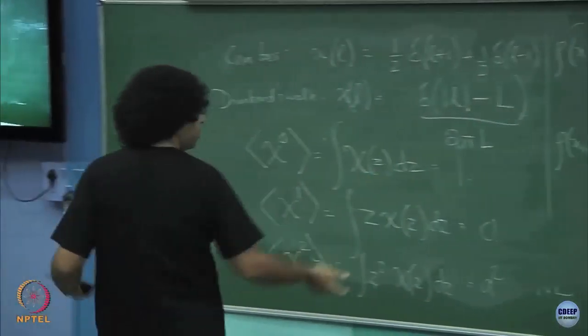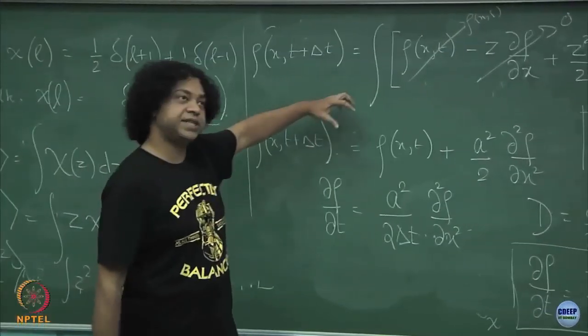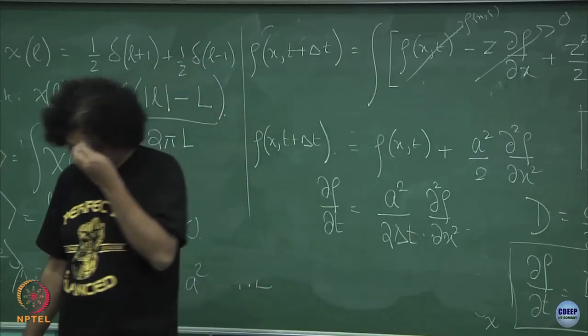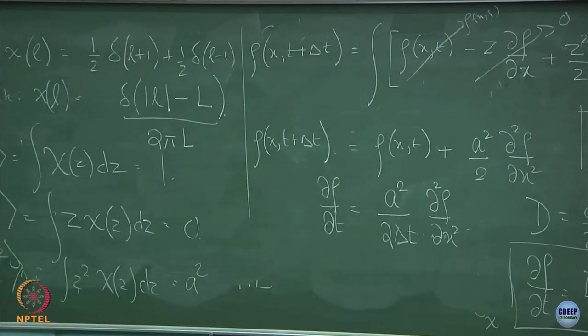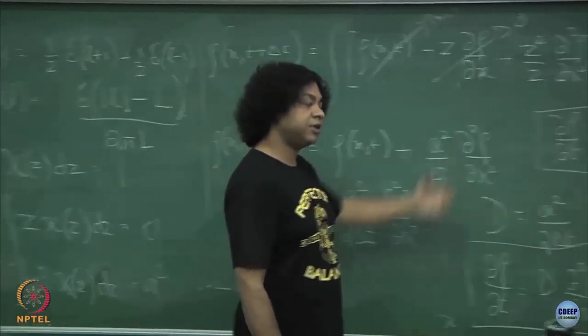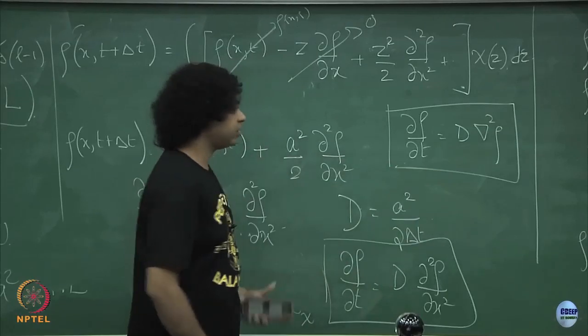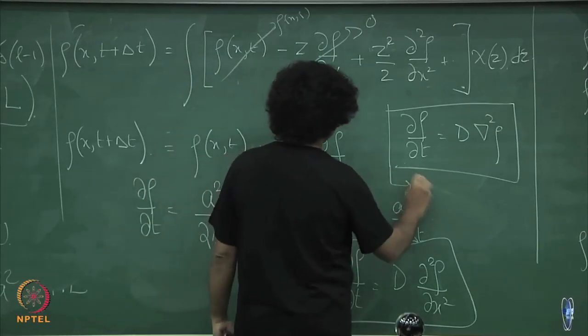So, I started off from a microscopic random walk. I imposed only the condition that the steps are uncorrelated, and the steps were drawn from a probability distribution with zero mean and constant variance, and I took the continuum limit of this microscopic walk, and what I reach is the diffusion equation. Okay, so, this is my diffusion equation.